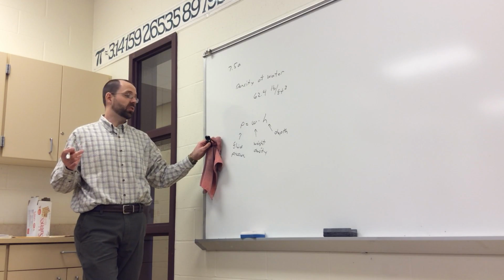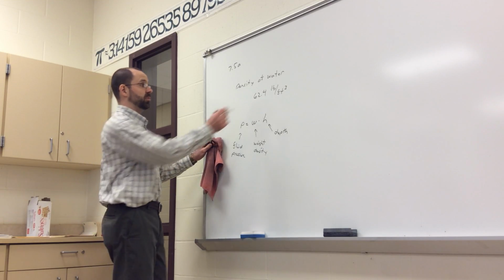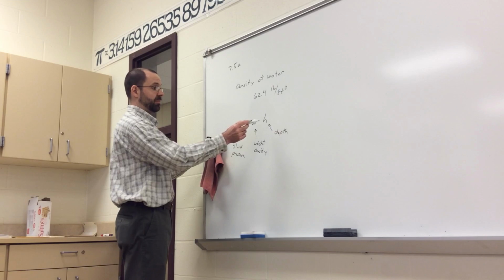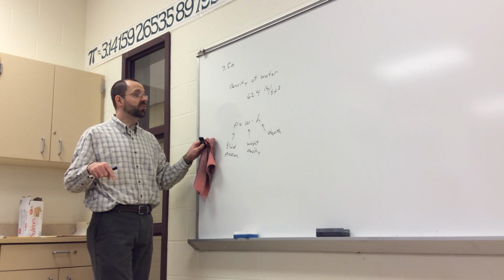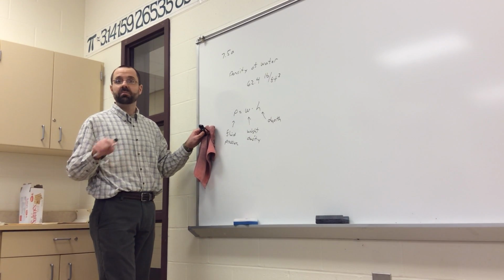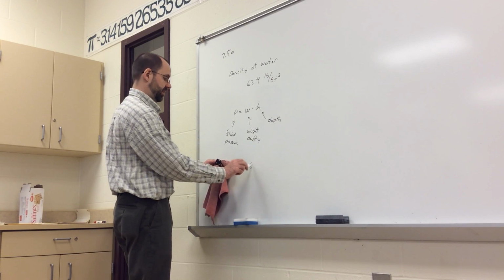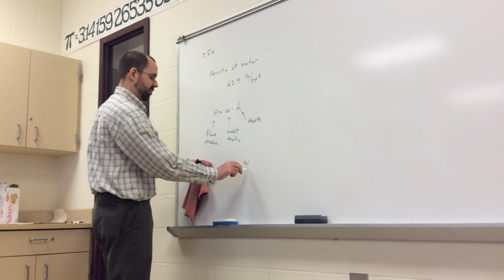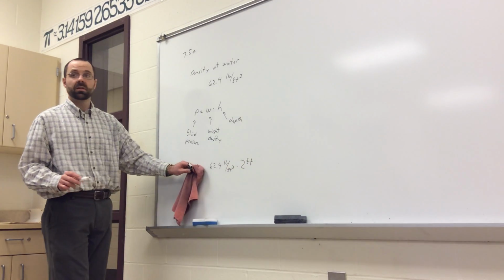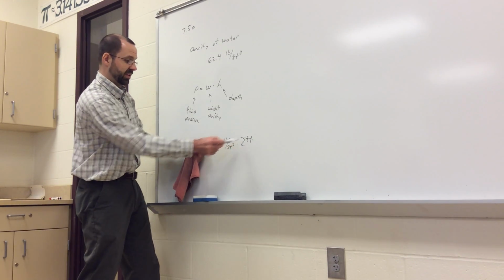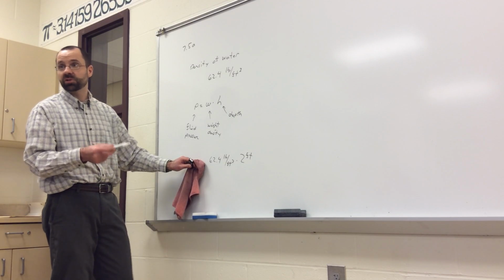So for example, if you're 2 feet down in the water, you would take the 62.4 times 2, and that would tell you that at a depth of 2 feet, you feel 124.8 pounds of pressure per square foot. So that's 62.4 pounds per cubic foot times 2 feet. If you do the dimensional analysis, one of these feet cancels with one of those feet, so you get 124.8 pounds per square foot.